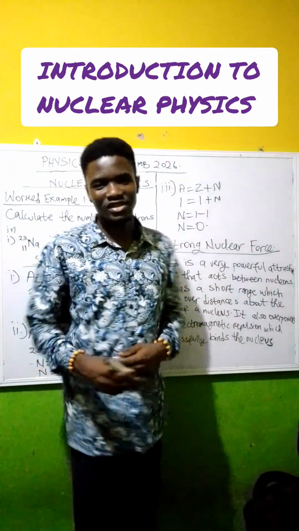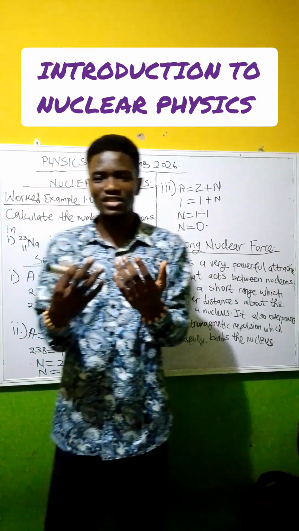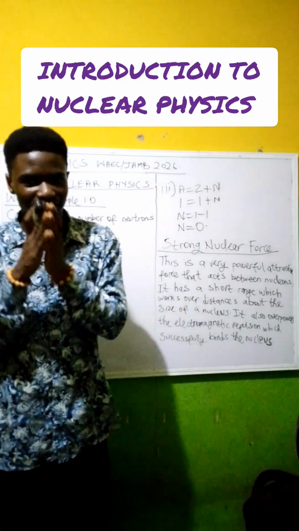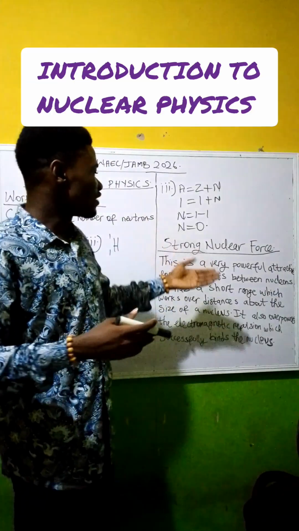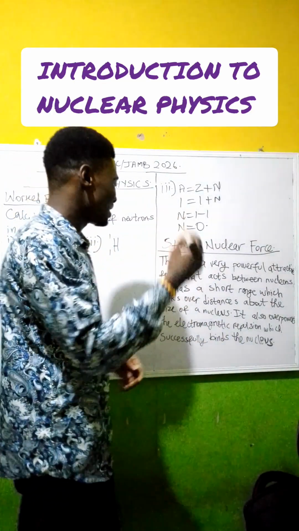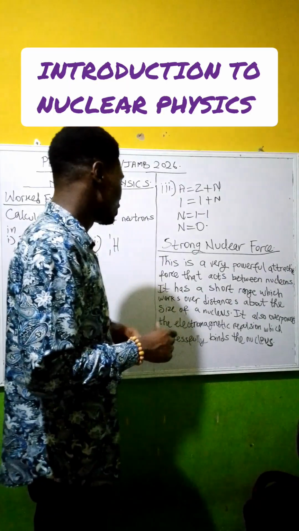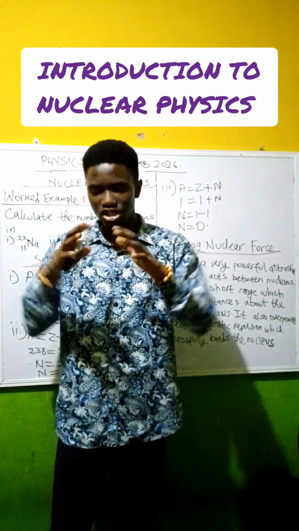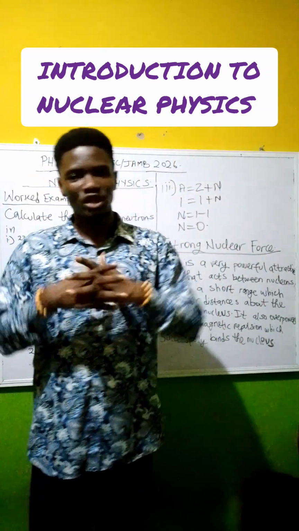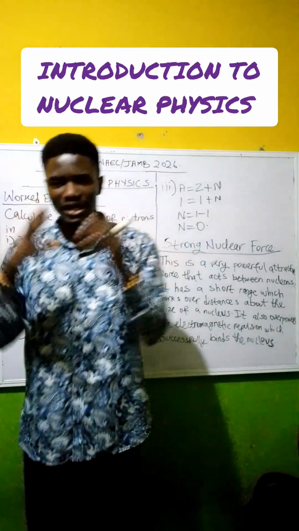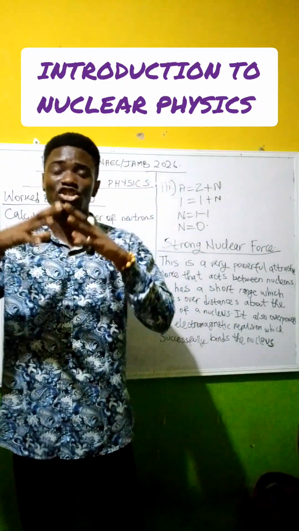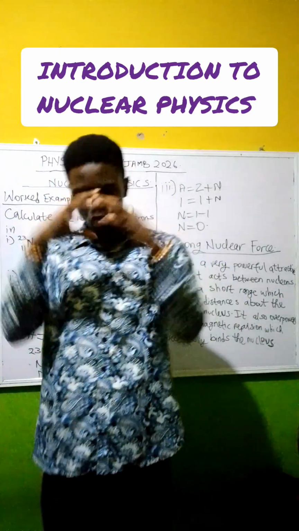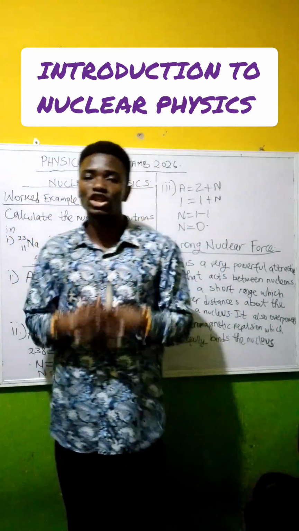We're looking at the strong nuclear force. What is the strong nuclear force? There is a force that exists in the nucleus of an atom, where we have the protons and the neutrons. The strong nuclear force is the powerful attractive force that acts between nucleons. It has a short range. It also overpowers the electromagnetic repulsion and successfully binds the nucleus. So whenever you are curious what actually binds the nucleus of an atom together, it is the strong nuclear force. It's the force that exists in the nucleus of an atom that binds the nucleons together.